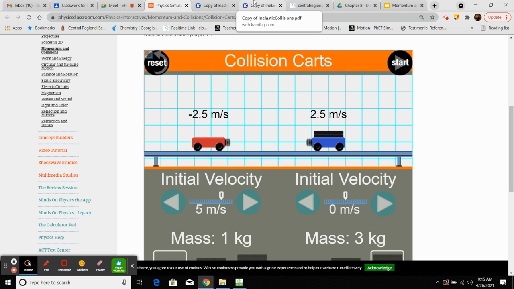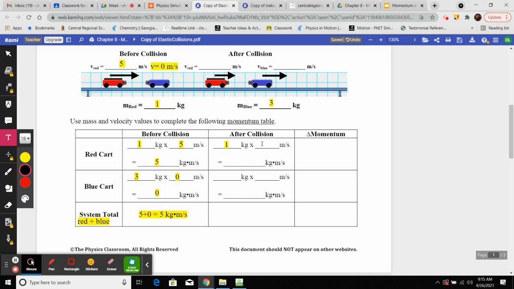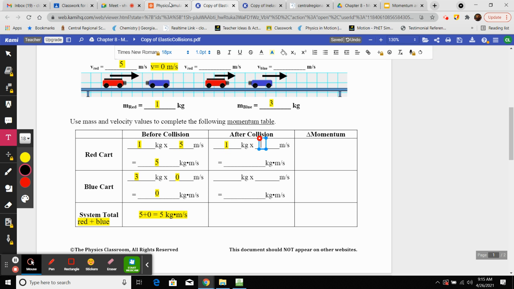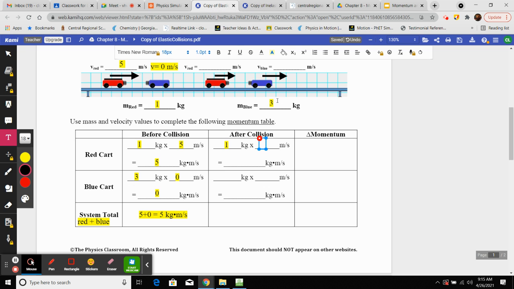So now what we got to do is go into the mass of the red car. Did it change? No, the mass isn't going to change. What is the speed of the red car now? Negative 2.5. So what's 1 times negative 2.5? The momentum of the red car after the collision is negative 2.5.